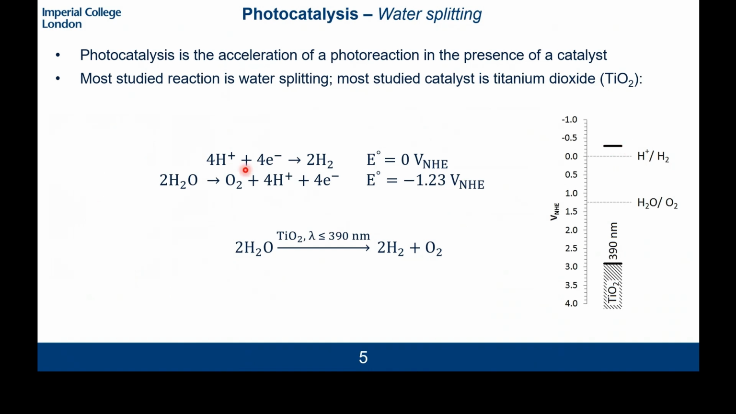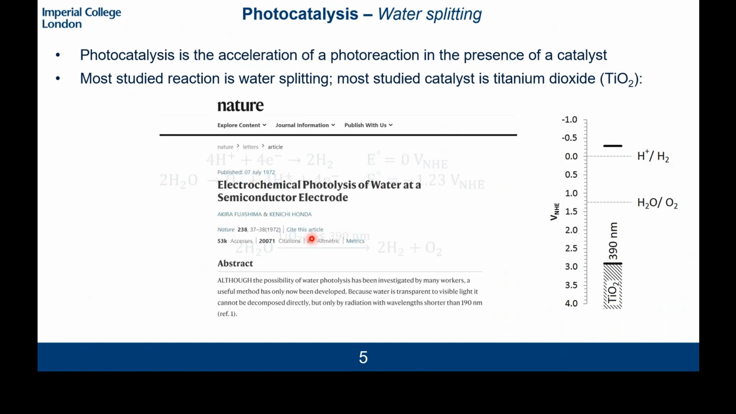And these are just the reactions that I've described. And we can see here that for TiO2, you can only use light that is 390 nanometers or higher in energy, or lower in wavelength rather. And we'll see why that's slightly problematic in a sec.